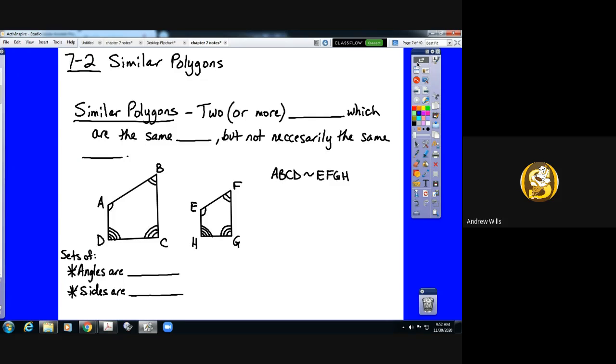All right, so we're talking section 7-2 today, which is similar polygons. Now, before break, we talked about ratios and proportions. Those are going to be key in this lesson. So we start off with vocabulary like we always do. That vocabulary being similar polygons.